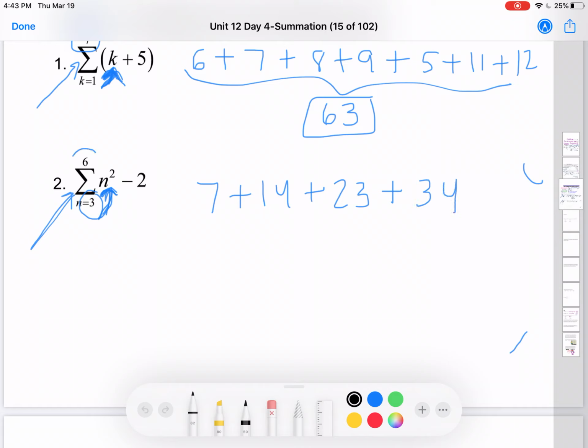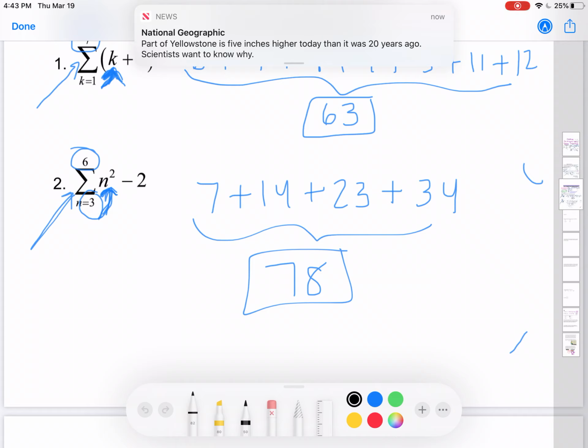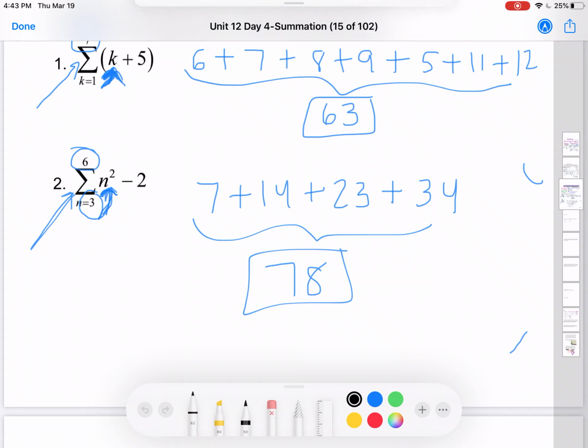Why do I stop at 6? Because that's what it says to do. Add these guys up, and we get 78. Okay, so it's called sigma notation. There'll be a rule after it. The number on the bottom tells you the first number to plug in. Keep plugging in every number after that until you plug in the top number.